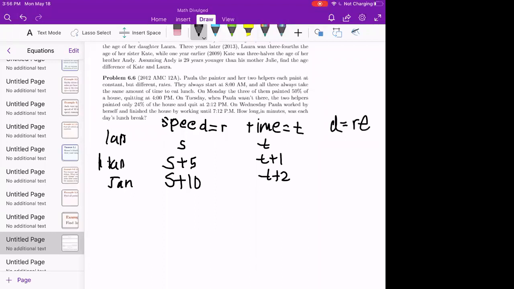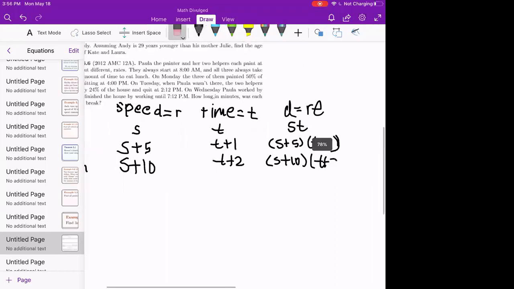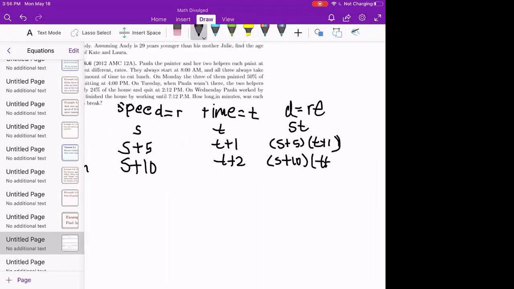So for Ian, the distance he drove should be st. The distance that Han drives should be s plus 5 times t plus 1. And then the distance that Jan drives should be s plus 10 times t plus 2.